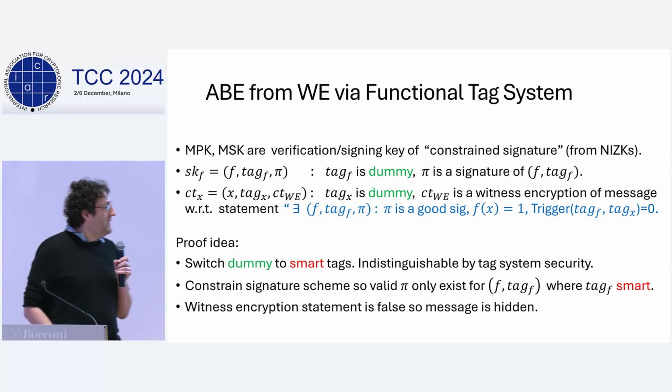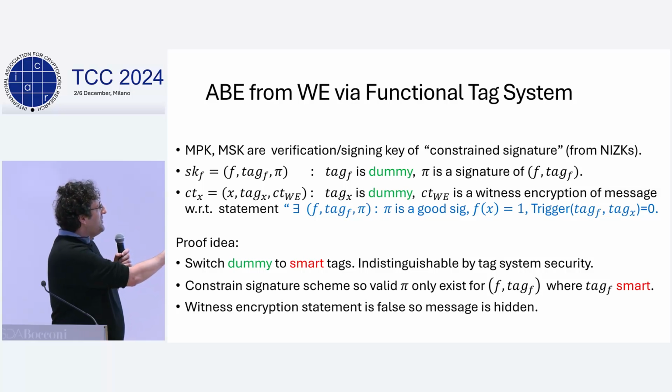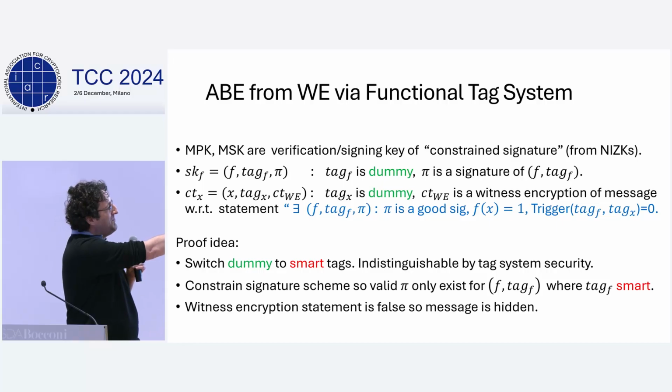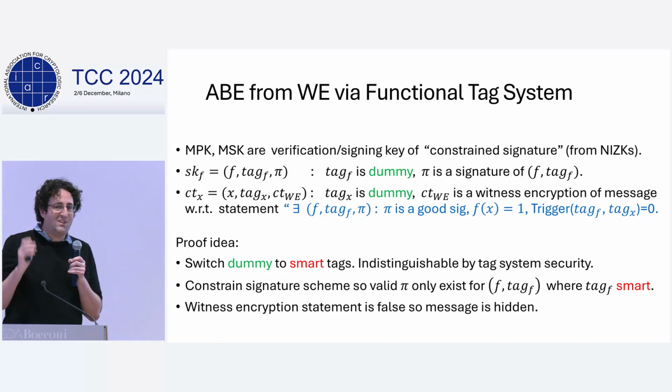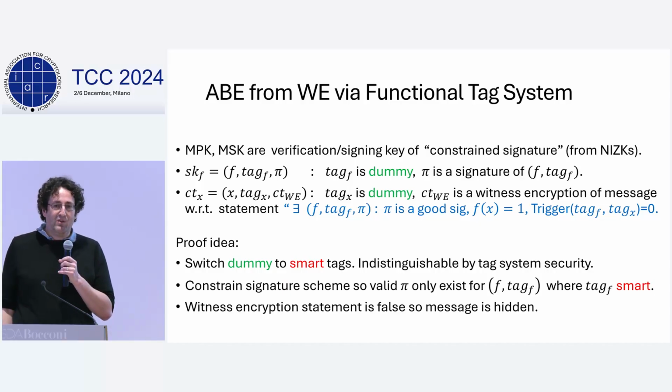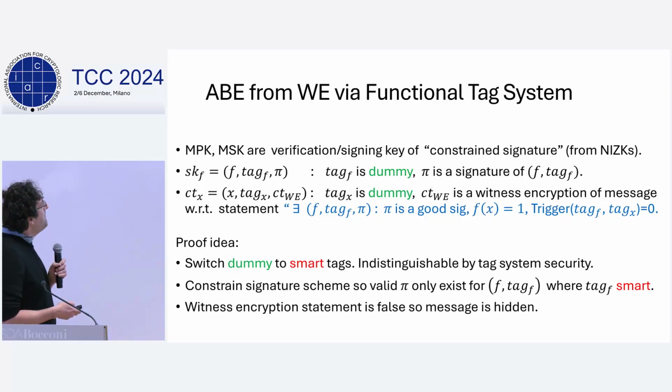And once we do that, now the statement in the witness encryption is just always false, because whenever f of x is equal to 1, if the tags are smart, then the trigger event does happen. And so once the statement is false, you can use the secure witness encryption to ensure the message is hidden. So that's the entire proof.